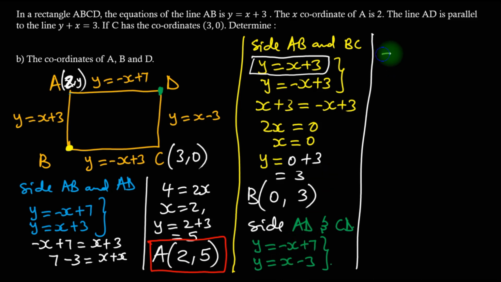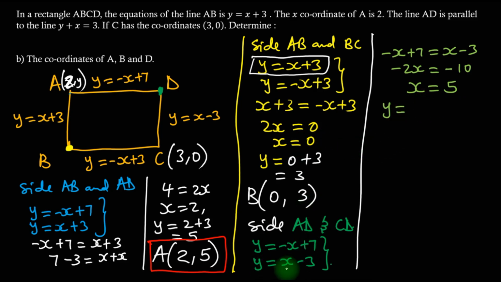We are going to equate them to find the values of x and also y. Therefore, minus x plus 7 is equal to x minus 3. Working it out, we have minus 2x is equal to minus 10. Therefore x is equal to 5. Therefore, we can get the value of y. Taking one of the equations, y is equal to x minus 3, which is 5 minus 3. So we have 2. Therefore, the coordinates of D will be 5, 2.